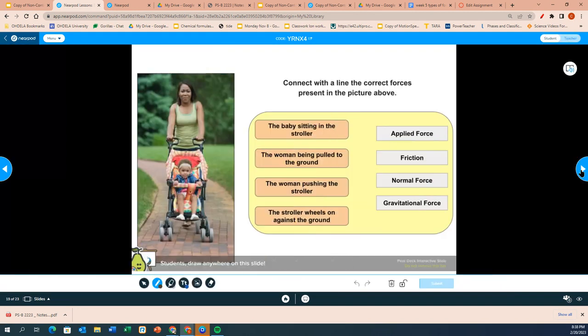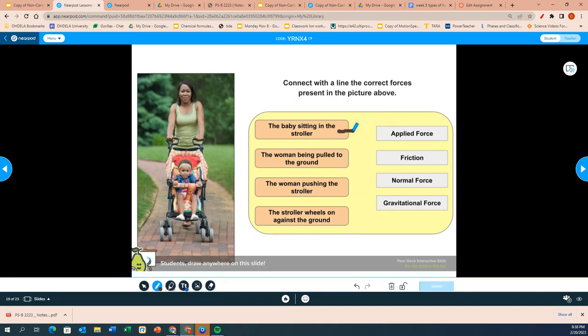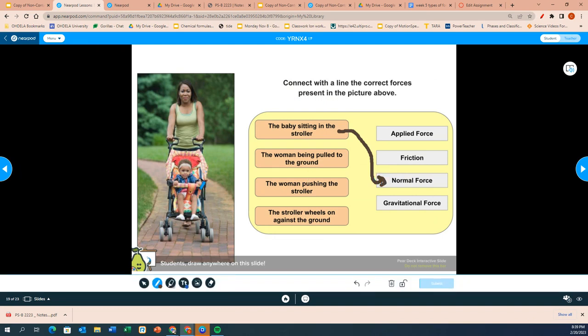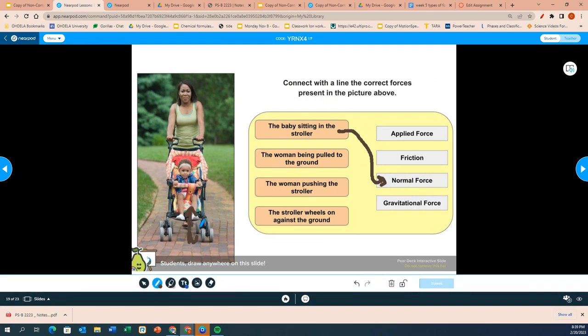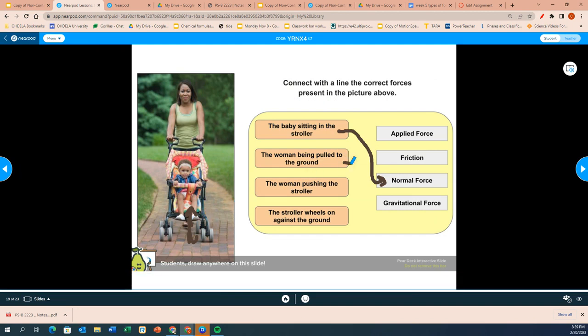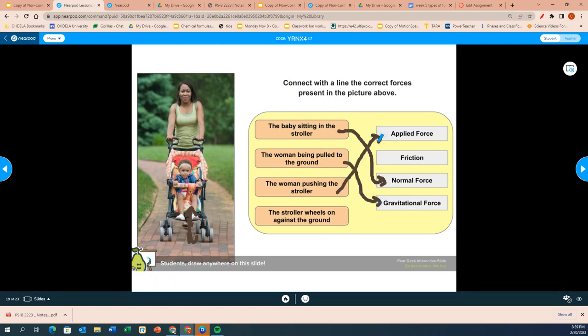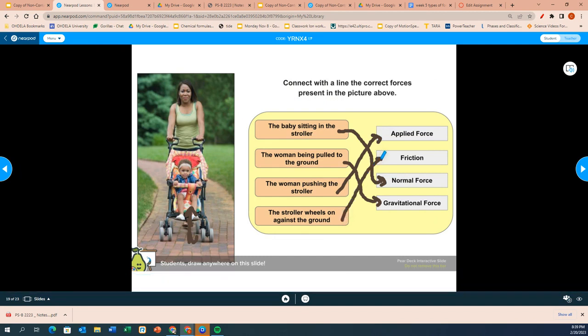All right, connect the lines between these two. The baby sitting in a stroller, that's a normal force, because gravity's pushing down, but the stroller is the supporting force that pushes in the opposite direction. The woman being pulled to the ground, that is the gravitational force. The woman pushing the stroller is an applied force, and the stroller wheels against the ground is a frictional force.